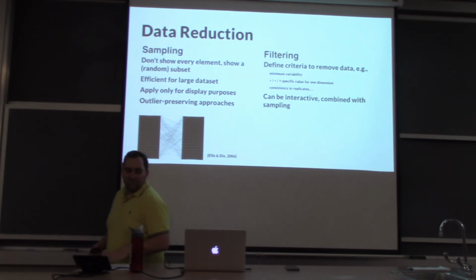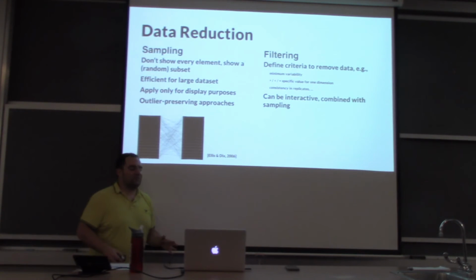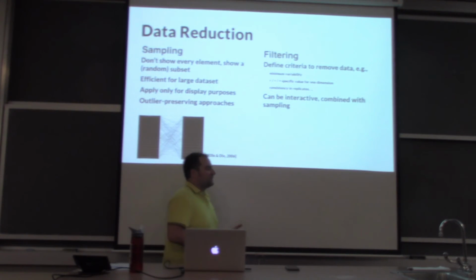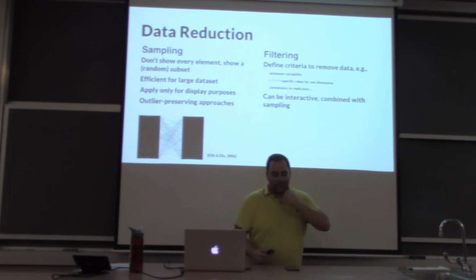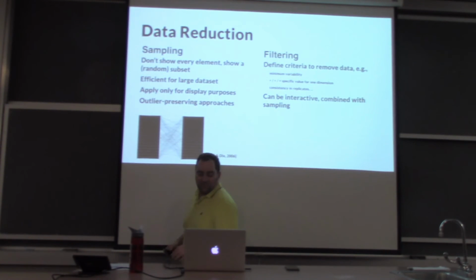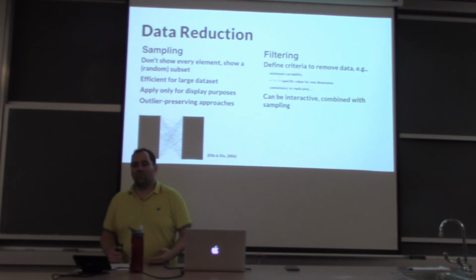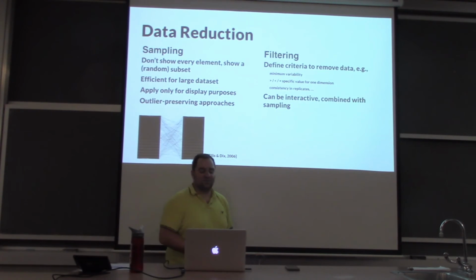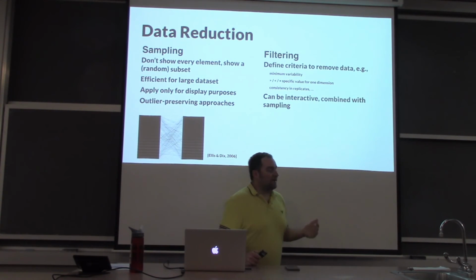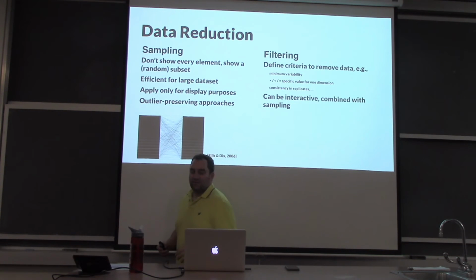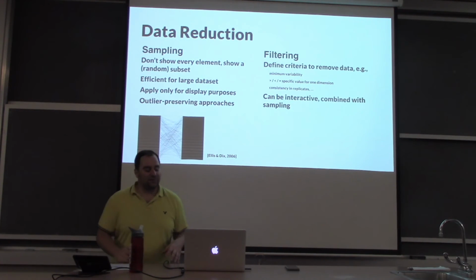One thing, if you implement this, you should take care, for example if you have dynamic queries or brushes and so on, that you apply the sampling only for display purposes, but if you run a query, that you run the query still on the whole data set. And there are also some outlier-preserving approaches in the literature that computationally look for outliers and preserve them in these plots.